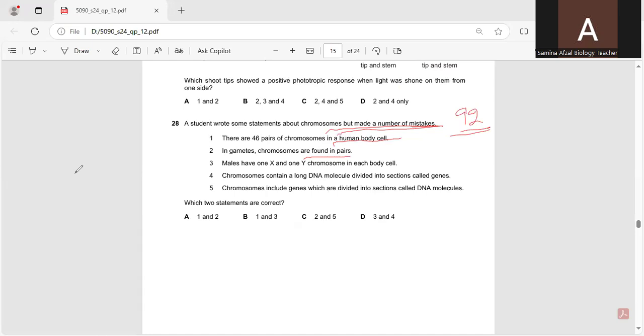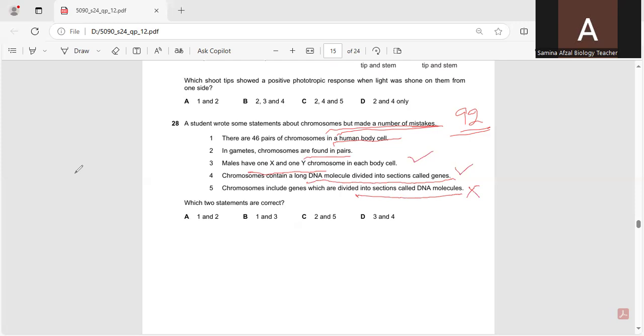Now we will discuss the other ones. Males have X and Y chromosome in each body cell. Yes. Chromosomes contain a long DNA molecule divided into sections called genes. Again, the correct statement. Chromosomes include genes which are divided into sections called DNA molecules. No, the genes are the small segments of DNA.